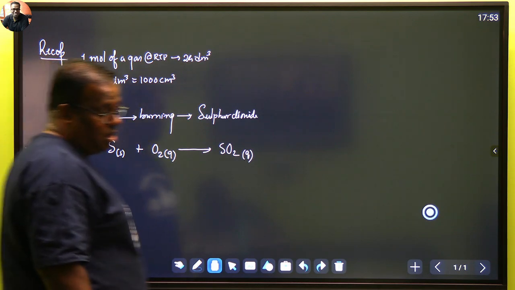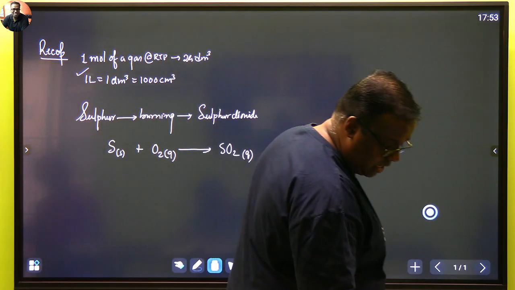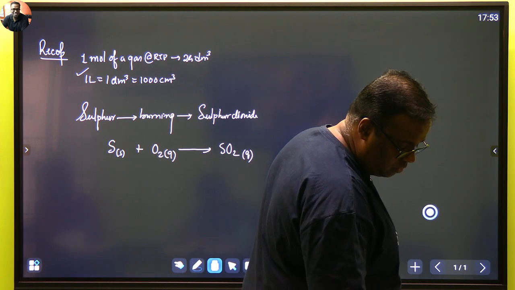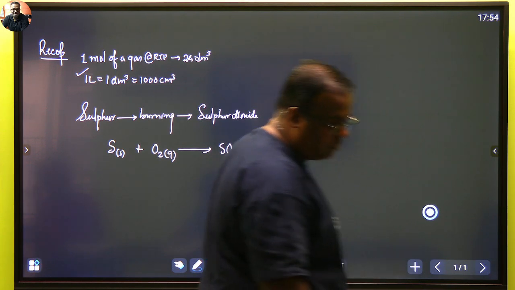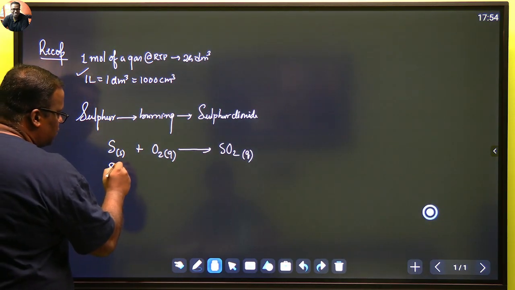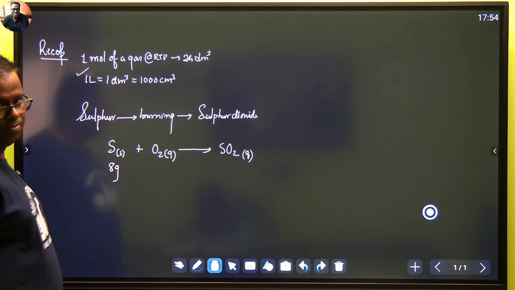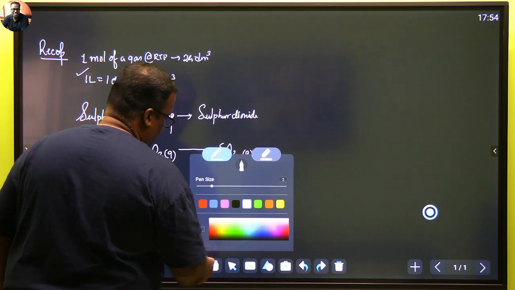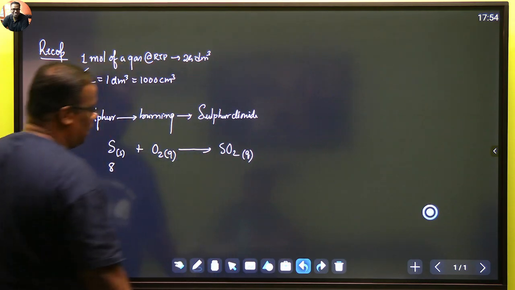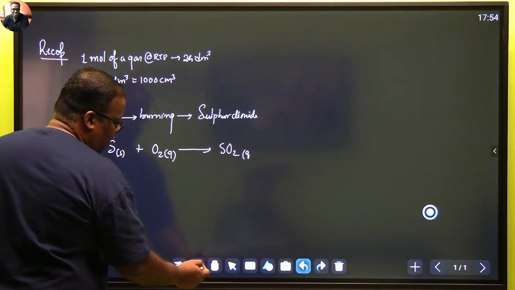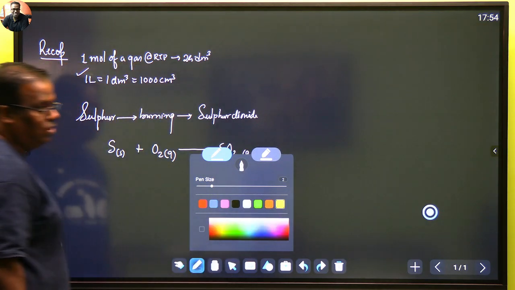Our question is, if 8 grams of sulfur are burnt, then what is the volume of sulfur dioxide that is produced? You are burning 8 grams of sulfur. Look, don't do this problem the long way, it can be done directly, orally itself. Let's see how we can smartly do this problem. Think that you don't have a calculator. Let's see how to smartly do the problem.